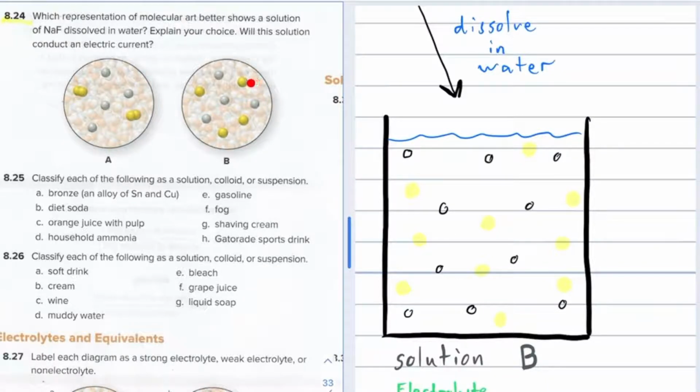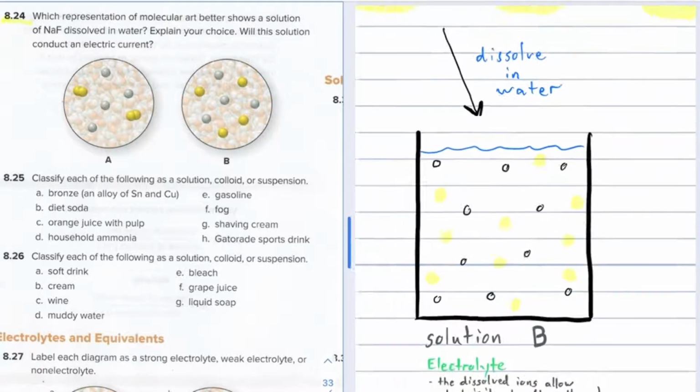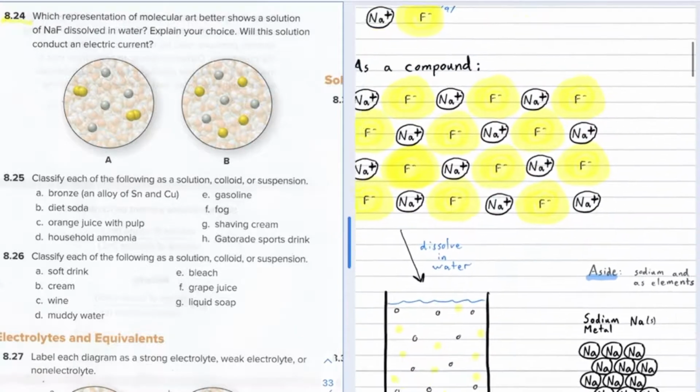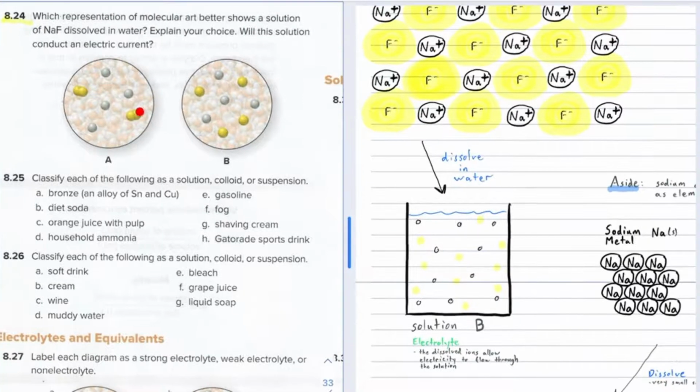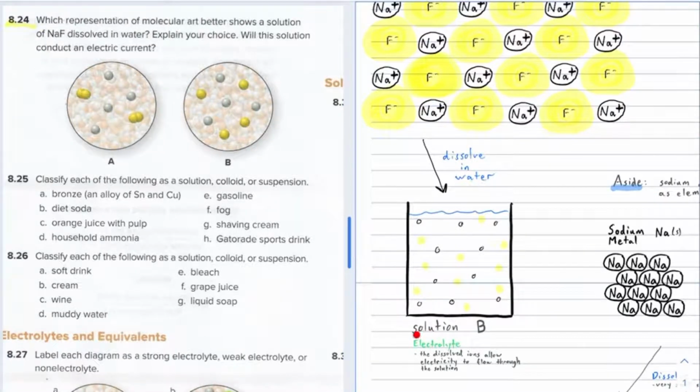So the sodiums and the fluorides are one ion each. There's not two fluoride ions connected together. They're all separate. That's what ionic compounds do when they dissolve in water. All of the ions separate from each other, and the fluorides don't match up. You don't have anything like this going on where two negative fluorides pair up. So this is going to be solution B.